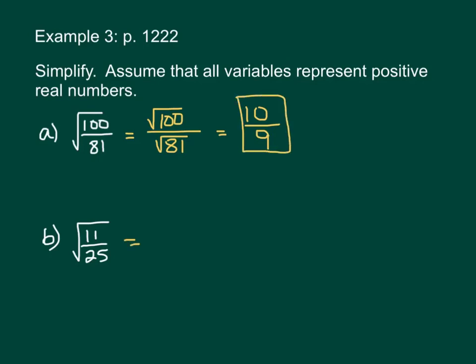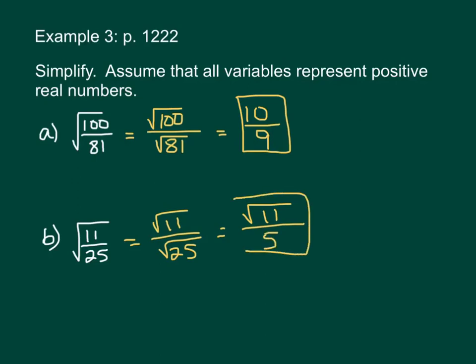For b, I'm going to rewrite it as the square root of 11 over the square root of 25. 11 is not a perfect square, so the square root of 11 can't be simplified any further. And then the square root of 25 is 5.